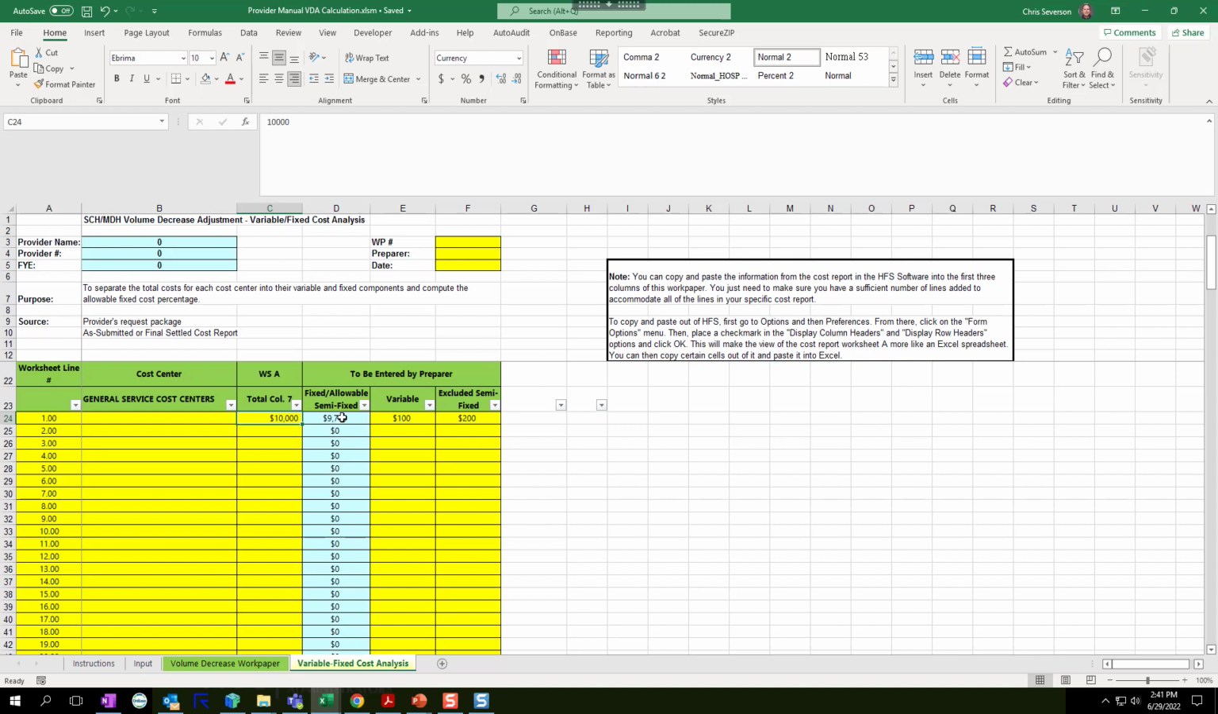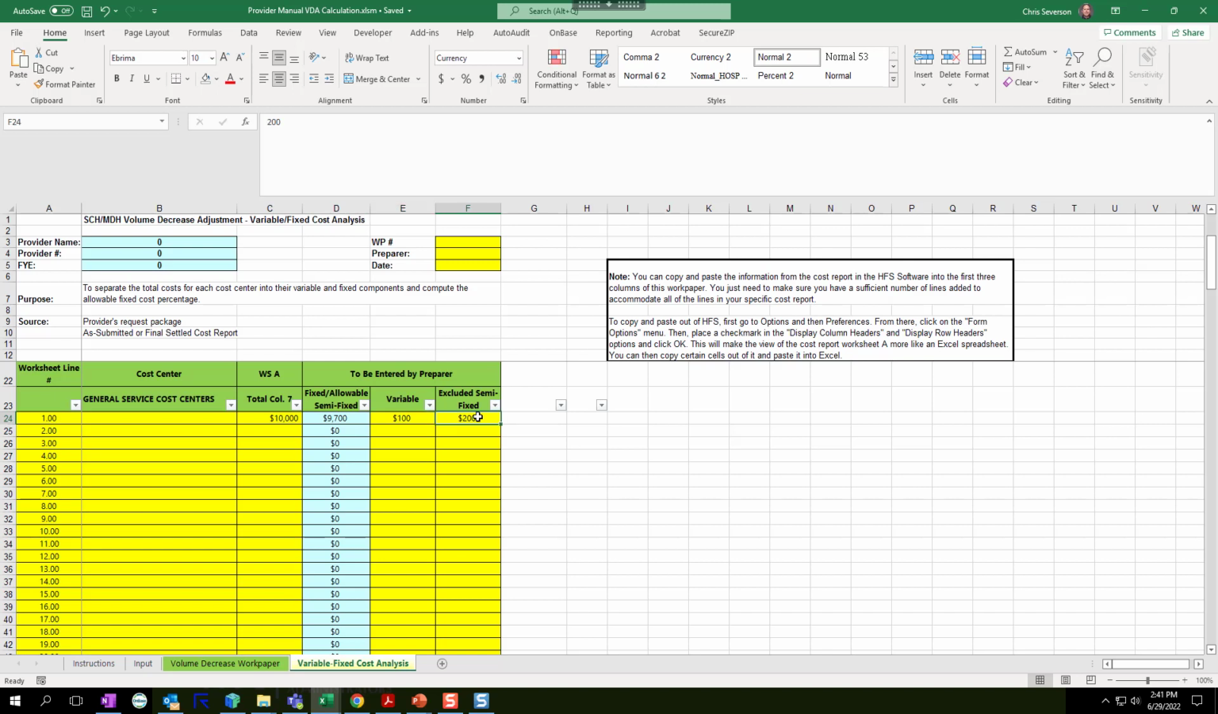Now, the blue is a calculated number, so you don't need to overwrite that. What you would do is enter the portion of this $10,000 that is variable. Again, these are just very random numbers. I just typed it in to show a calculation. Let's just say $100 of this $10,000 was variable. That gets subtracted. You would also include the portion of this $10,000 cost that was semi-fixed and you did not have sufficient documentation to show that you've taken actions to reduce it. So these are the semi-fixed costs that might be excluded.